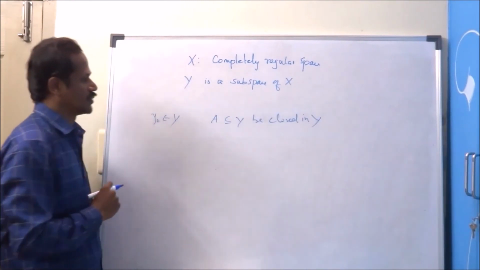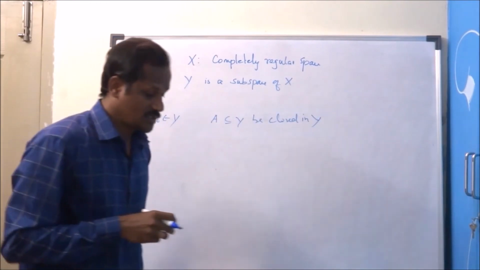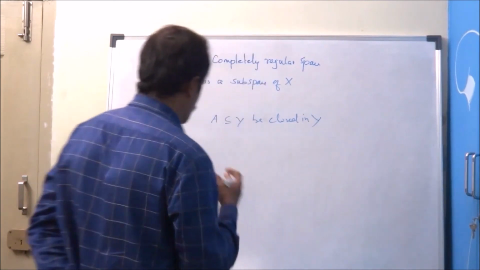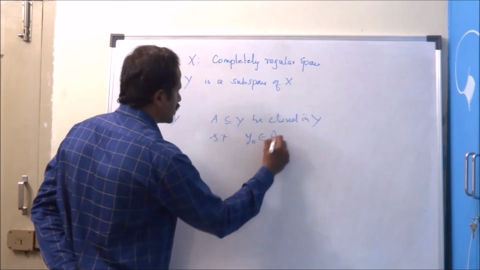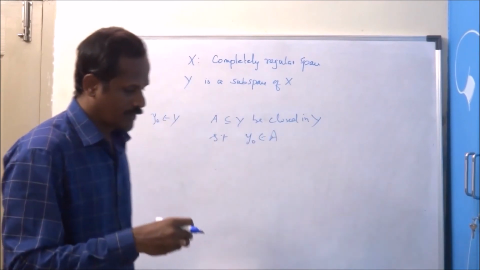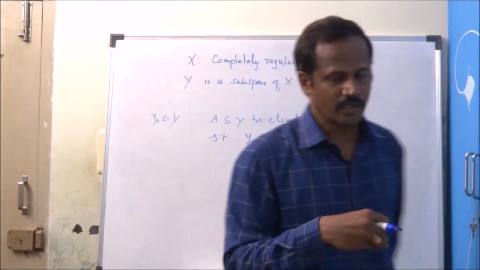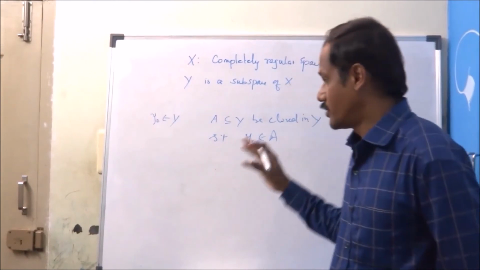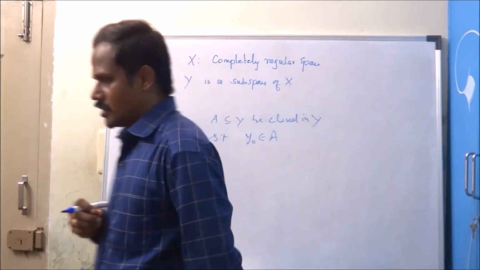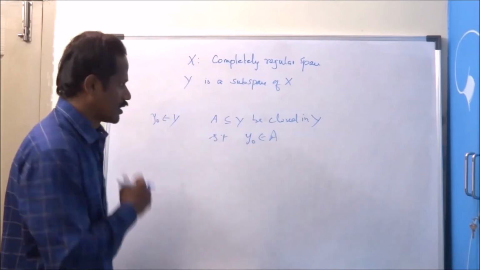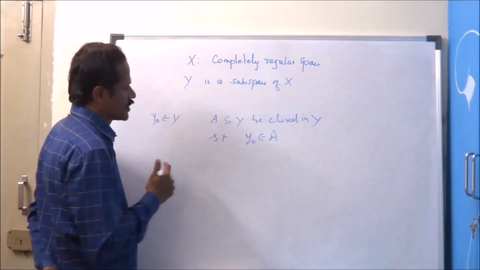Okay, let A be closed in Y. We have to establish that for this y naught and the closed set A such that y naught is not in A, that is, every point and a closed set not containing the point in Y can be separated by means of a continuous function. Okay.